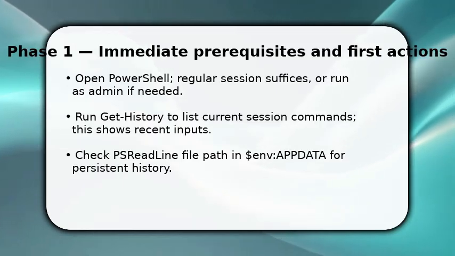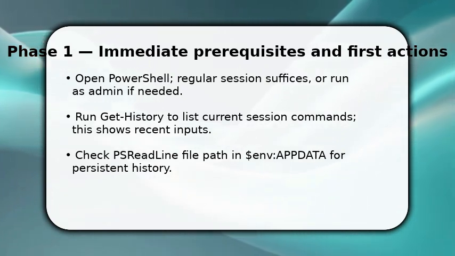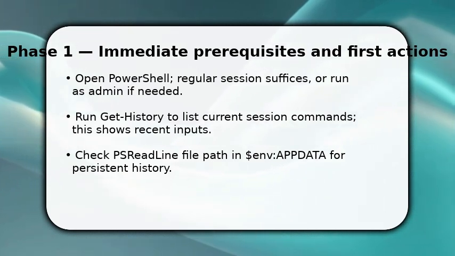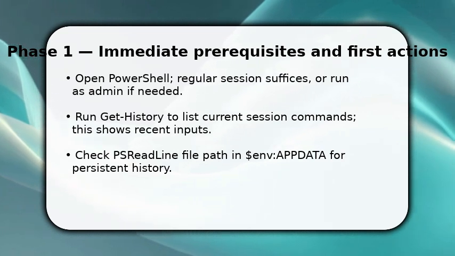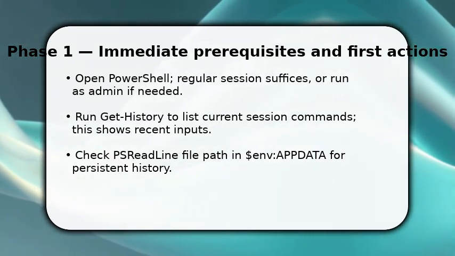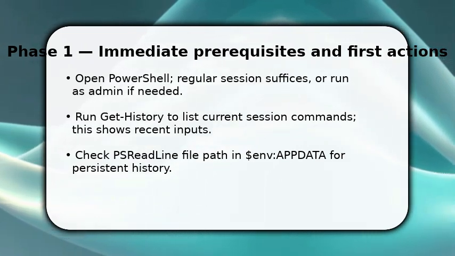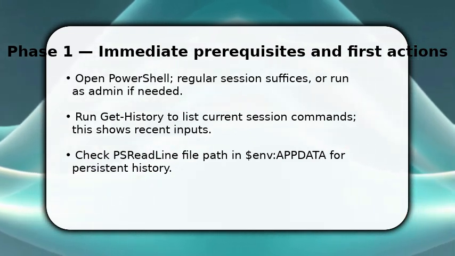You start by opening PowerShell and immediately checking the session history. Run Get-History to see commands executed this session. Once done, confirm persistent logging. Use Get-PSReadLineOption to find the history save path, then inspect that file path in $env:APPDATA. Do this because session history is transient, while PSReadLine stores a longer record, so you know whether to look in memory or on disk for past commands.